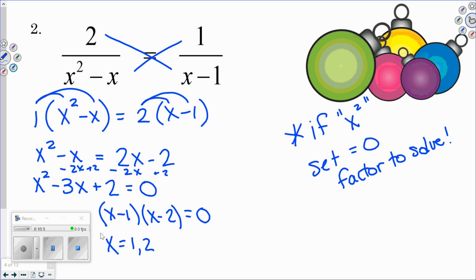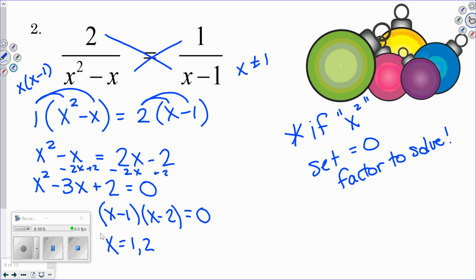Now, let's come back to the part where it says check for extraneous. The restriction here would have been 1. What are the restrictions here? How would you find out what the restriction is there? What would you have to do first? You'd have to pull that GCF out to see it. So your restrictions would have been 0 and 1.